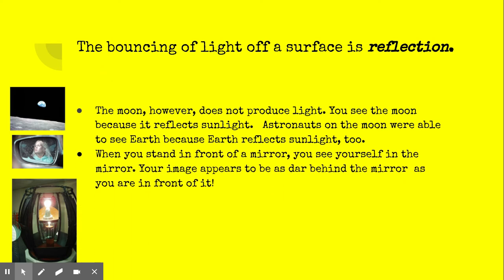A smooth surface such as a mirror reflects light well. When you stand in front of a mirror, you see yourself in the mirror. Your image appears to be as far behind the mirror as you are in front of it.